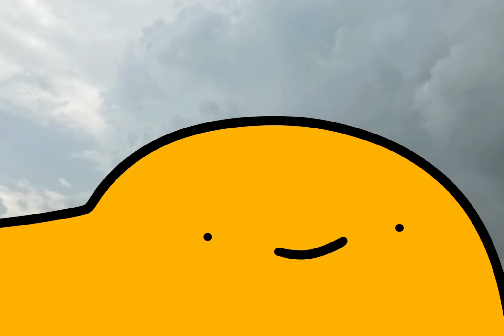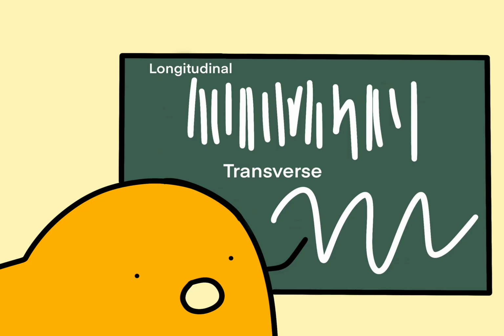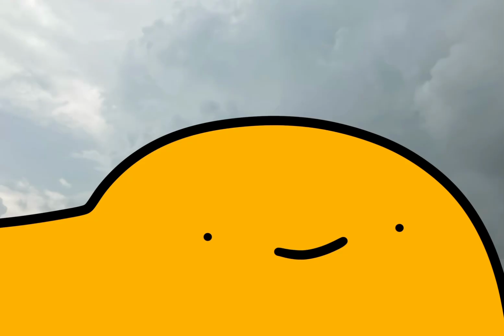There are two types of waves: longitudinal and transverse waves. Longitudinal waves need a medium to travel through. For instance, sound needs air to travel through, and that's why it looks like that springy thing, while transverse waves do not. That's all for the video.